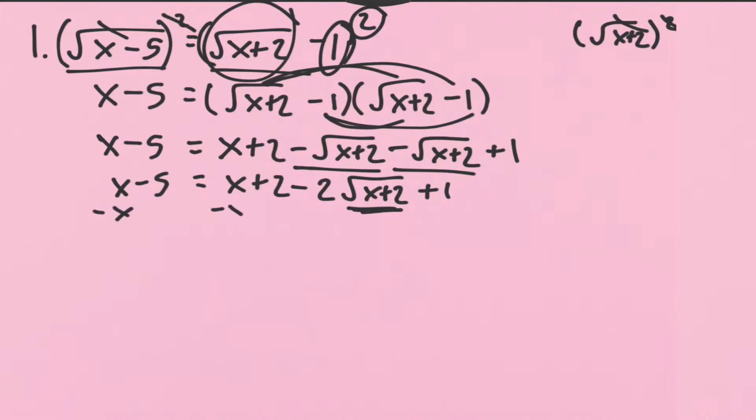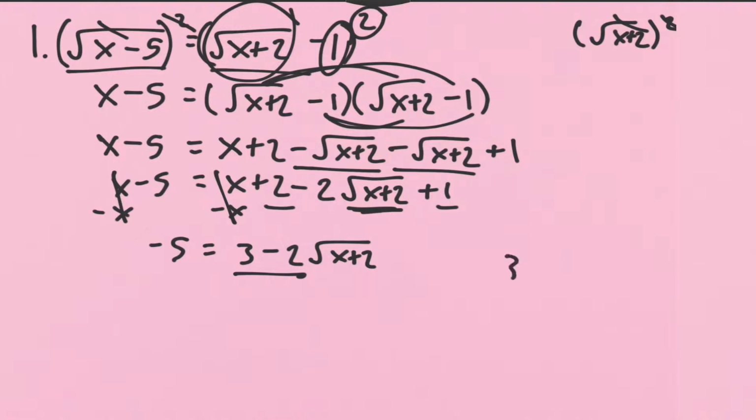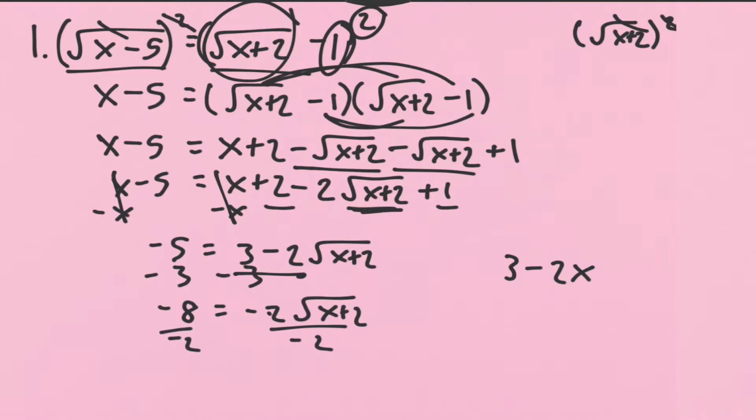We can subtract x from both sides. 2 plus 1 is 3. Be careful, we can't combine the 3 minus 2 because that's just like if we had a 3 minus 2x. Those aren't like terms, we can't combine them. But we can subtract 3 from both sides. Remember, we want to get the square root completely by itself, so we can divide both sides by negative 2.